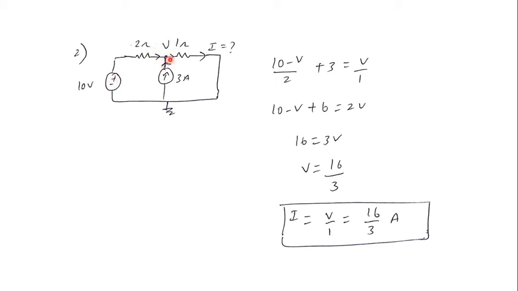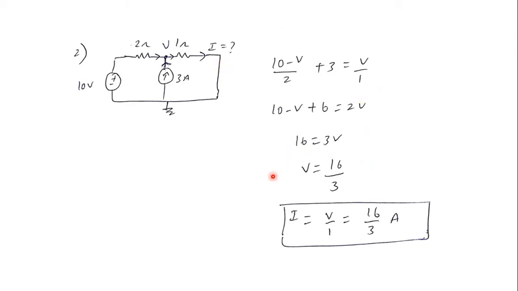Here is 10 volts. (10 minus V) by 2 will be the current flowing in this branch, and I'm assuming it's entering current. Here is 3 amps, the current source, and it's entering again. The sum of the entering currents will be equal to the sum of the leaving currents, and there's only one leaving current. So the entering current is (10 minus V) divided by 2 plus 3 amps, equal to the leaving current, which is V minus 0, since the 1 ohm is directly connected with the ground, divided by the resistance of 1 ohm. When we solve this, we get V equal to 16 by 3.